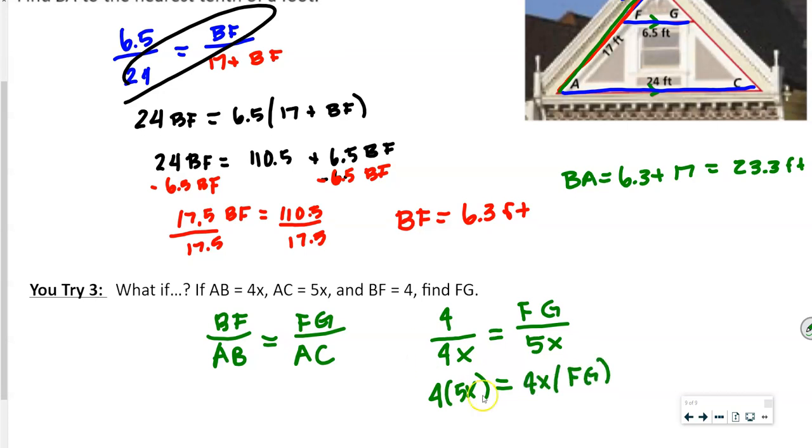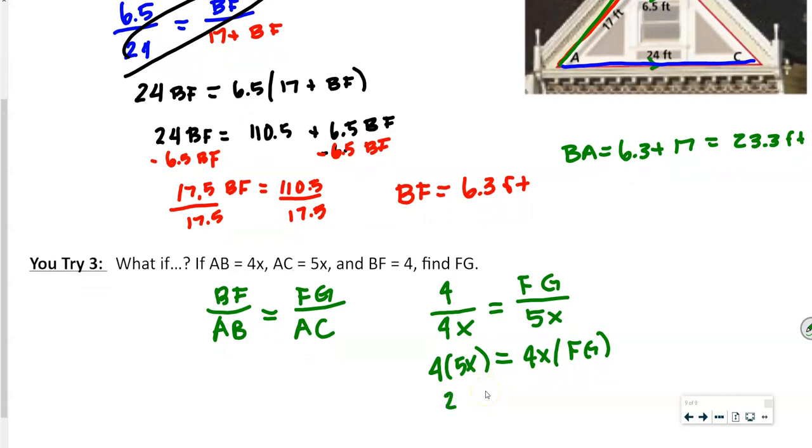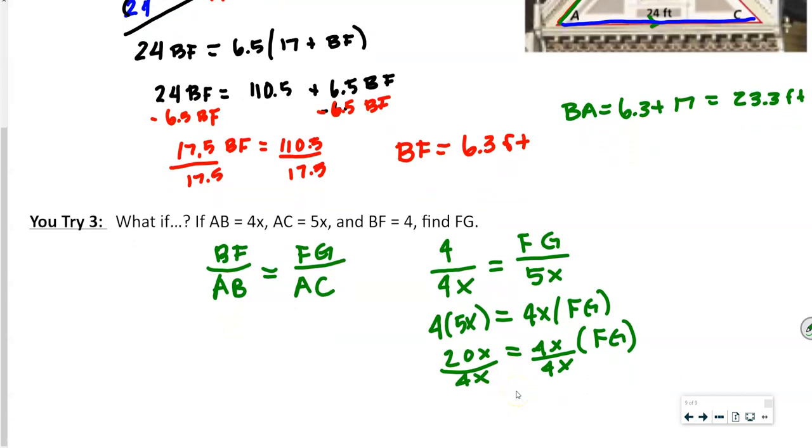Okay. So that's going to give us 20x over here equals 4x times FG. So can't we divide both sides out by the 4x? Indeed, we can. Okay, see that? So those x's are going to cross each other out, right? So that's just going to be 4 into 20, which is 5. So FG is going to be equal to 5.